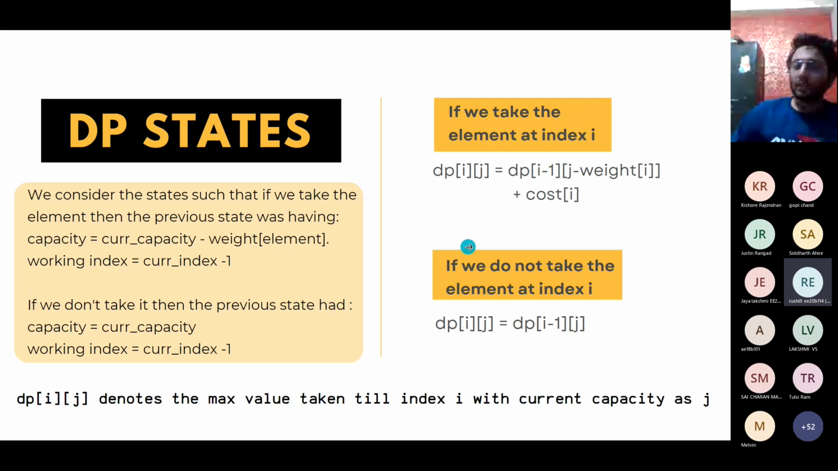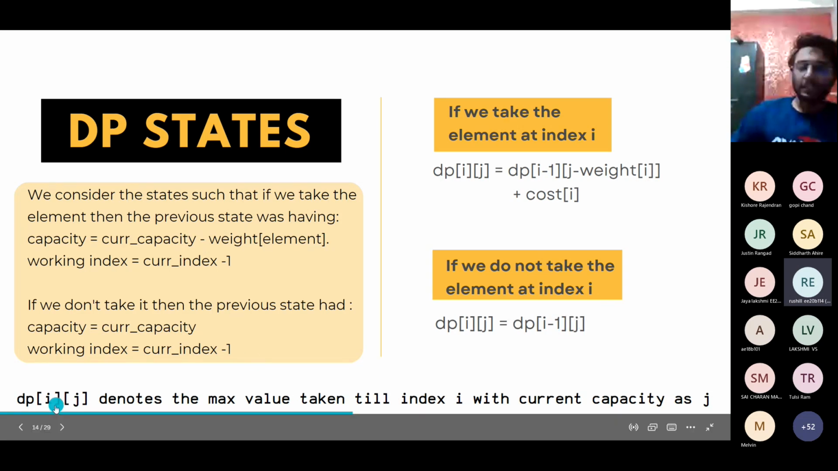If I do not take the element at index i, I have to decide on further elements, but the weight of my bag remains the same. And what does dp[i][j] denote? It denotes the maximum value taken till index i with current capacity as j. So these are the dp transitions.